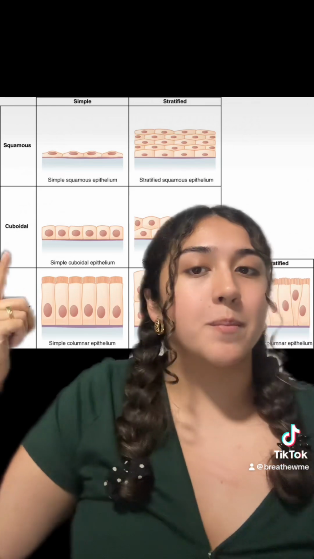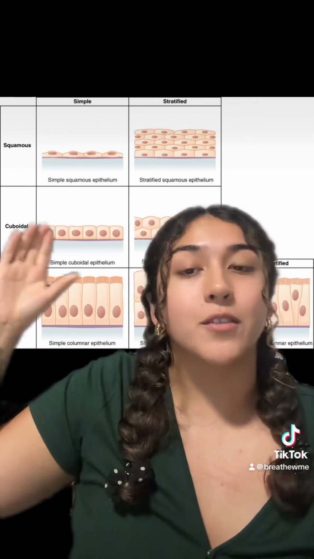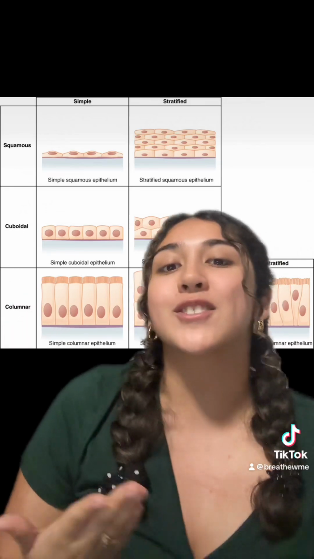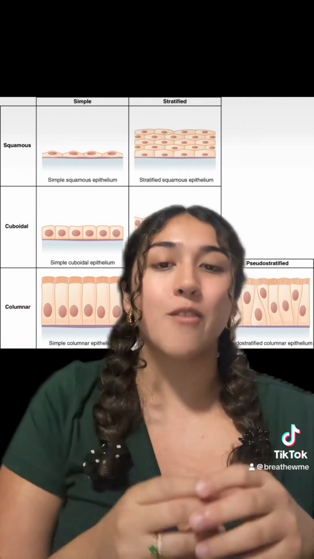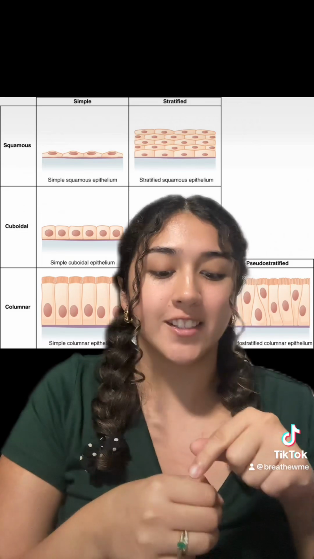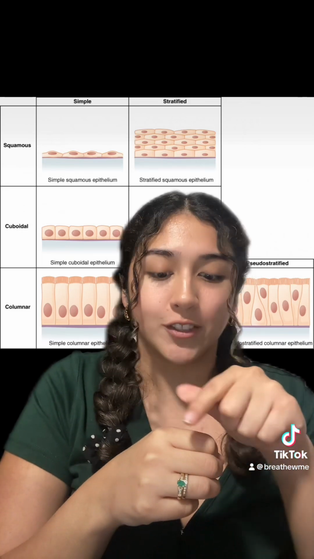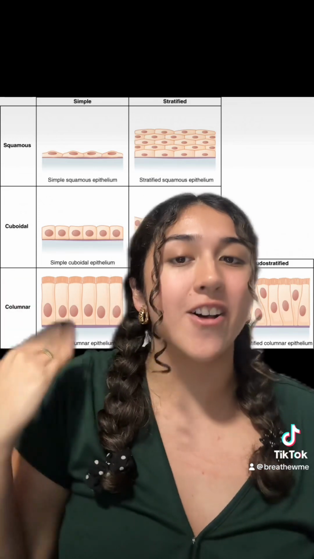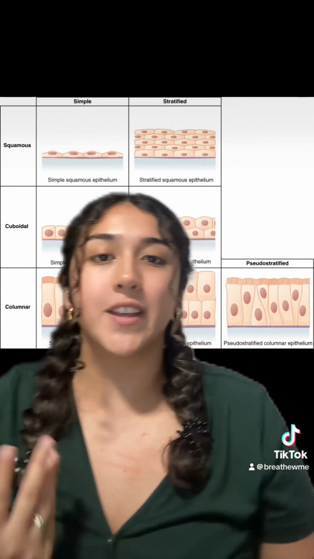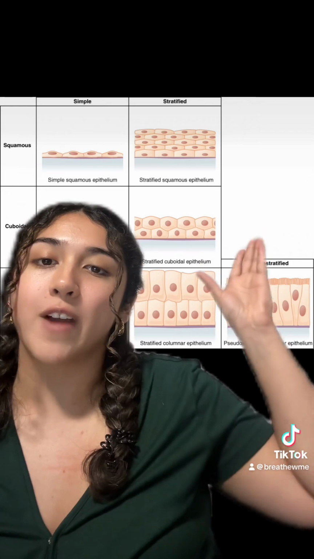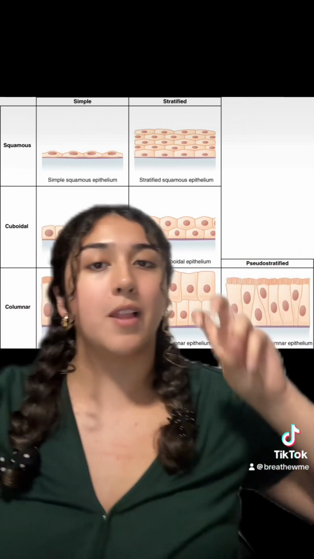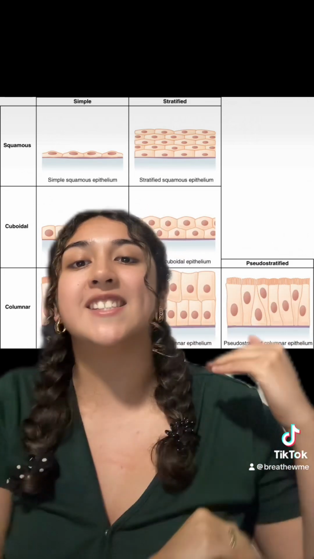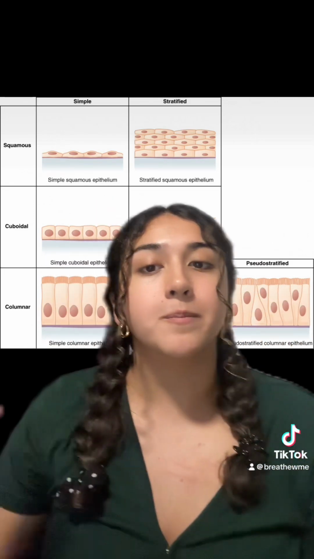Here, of course, with simple cuboidal, it gives the appearance of a cube. Here I can see it looks like a cube. However, under the microscope, they might look like blobs. Now, if I see a very circular nucleus and I can see there's some distance between them and it's not too crazy, you can tell that is simple cuboidal epithelium. Right here we have stratified cuboidal epithelium, so those same blob-like cells or cube-like cells are going to be stacked on top of one another.